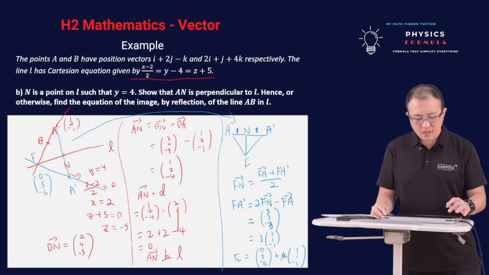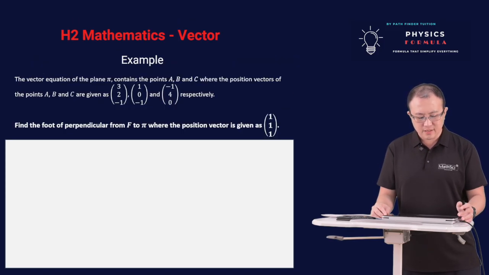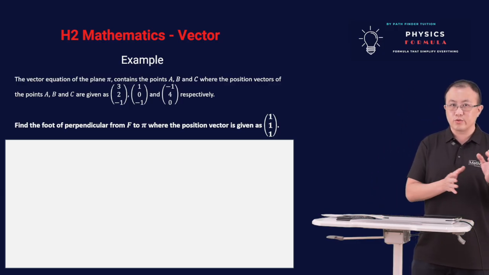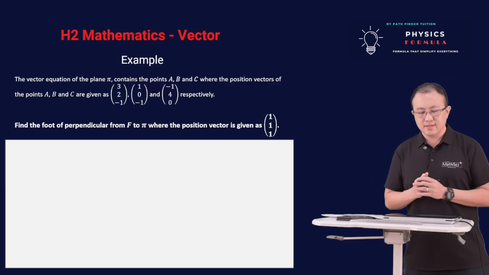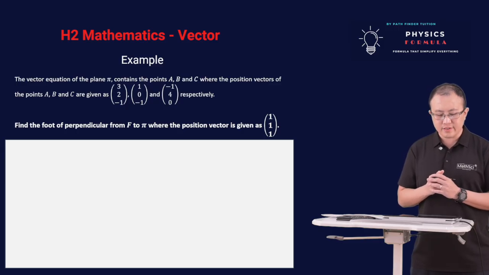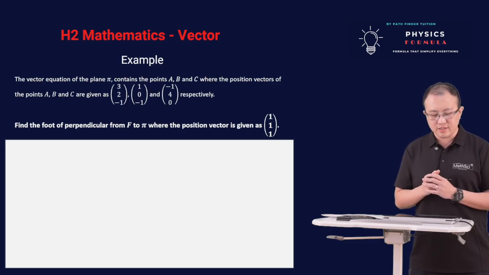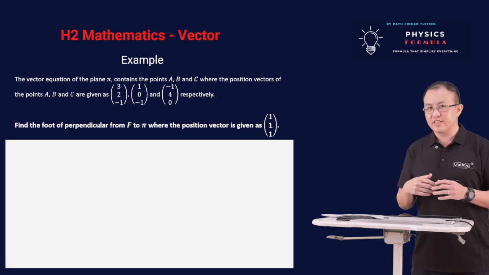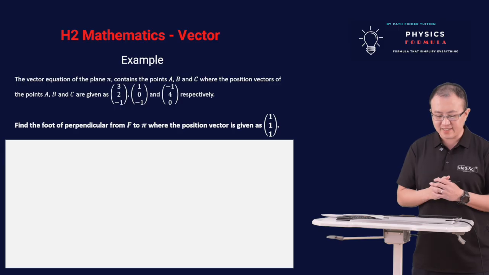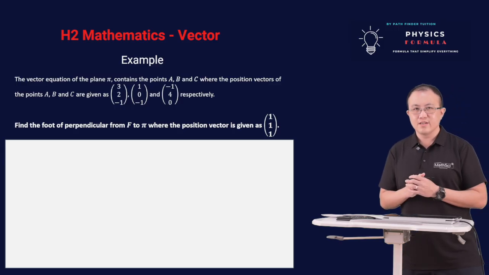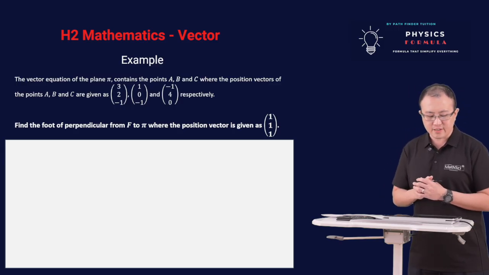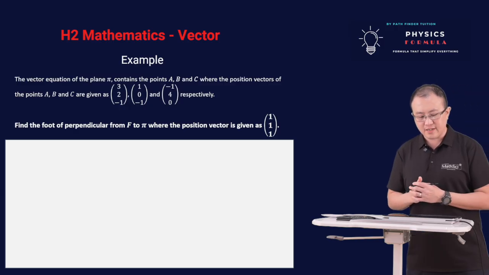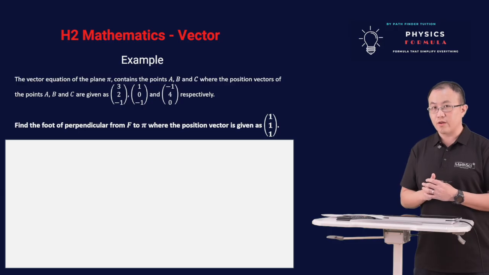Okay, let's move on to our last example here, which is the one that has to do with plane. So we have talked about the things that have to do with line. Now let's move on to plane. So in this question, the starting point was they gave you the vector equation of the plane, which contains A, B, and C, but actually they only give you A, B, and C. They didn't give you the plane equation. You are supposed to figure it out yourself. And then after which, they want you to find the foot of perpendicular of F to pi. And this point F has a coordinate of 1, 1, 1.